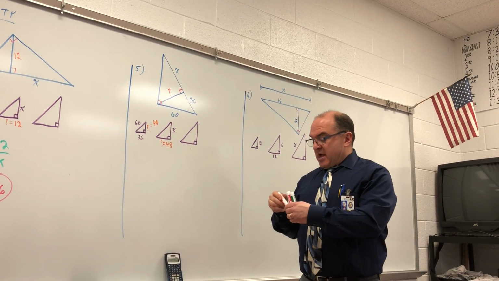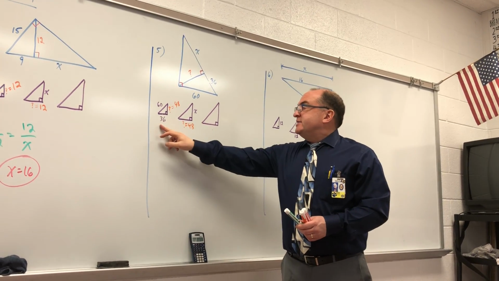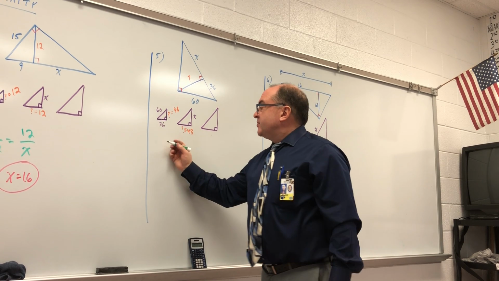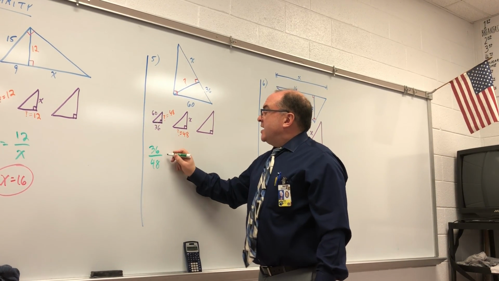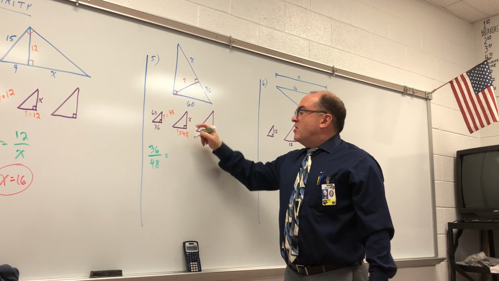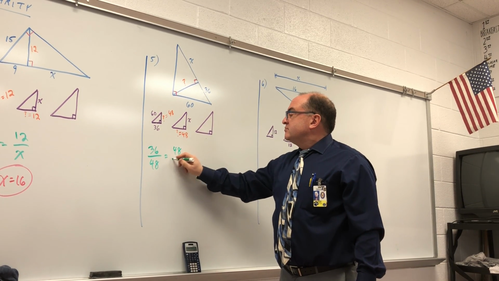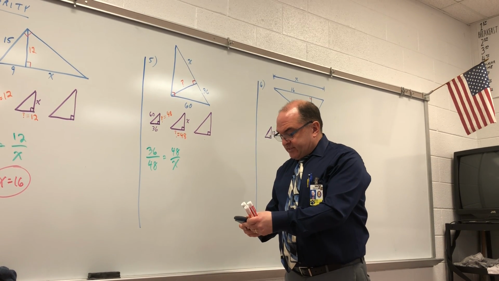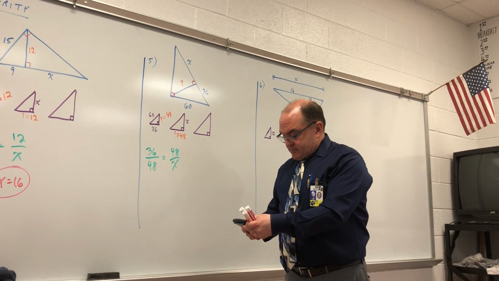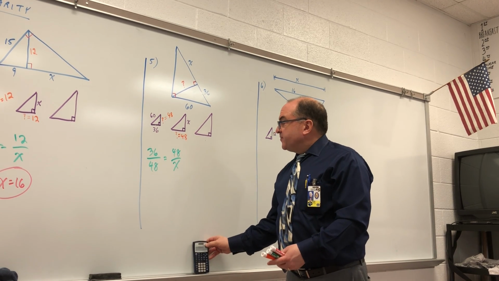Now I can do my problem. 36 over 48 equals 48 over x. What's 48 times 48 divided by 36? 64.